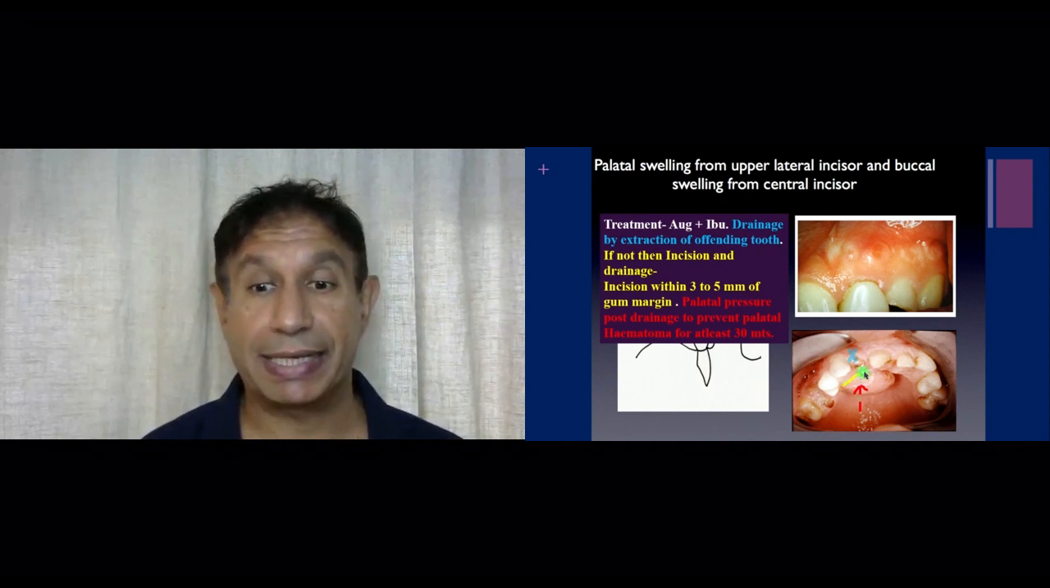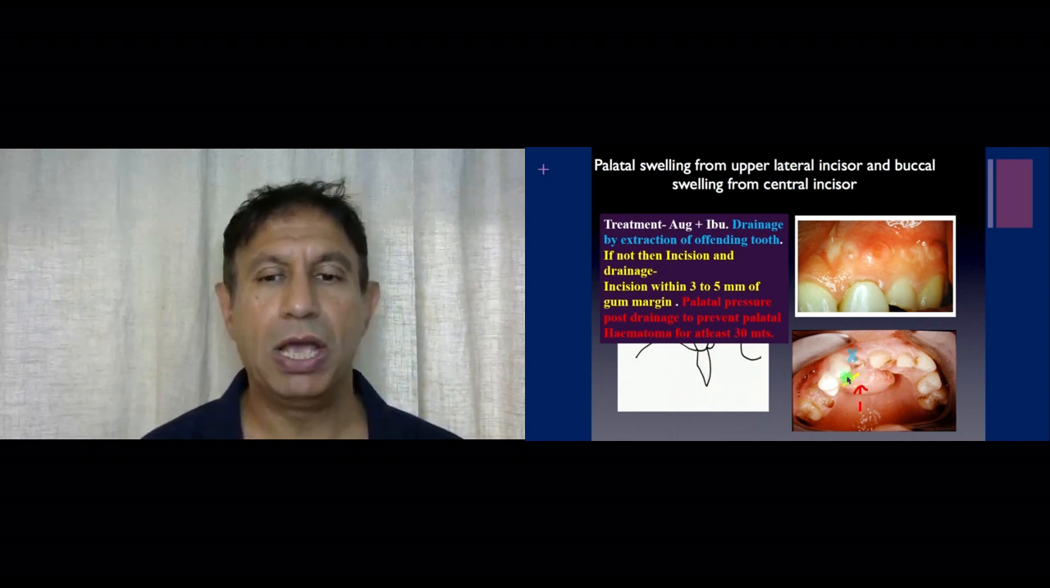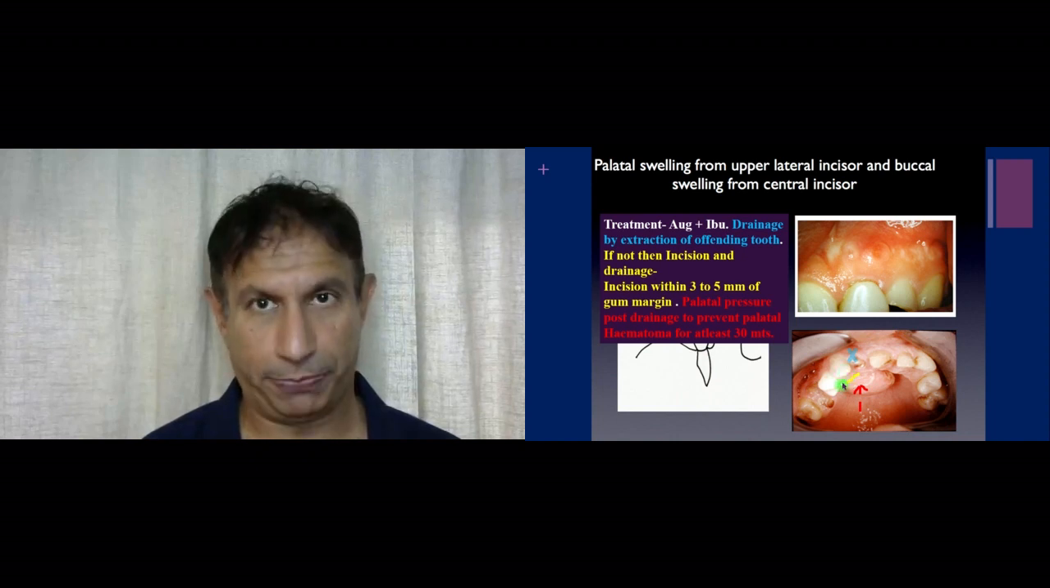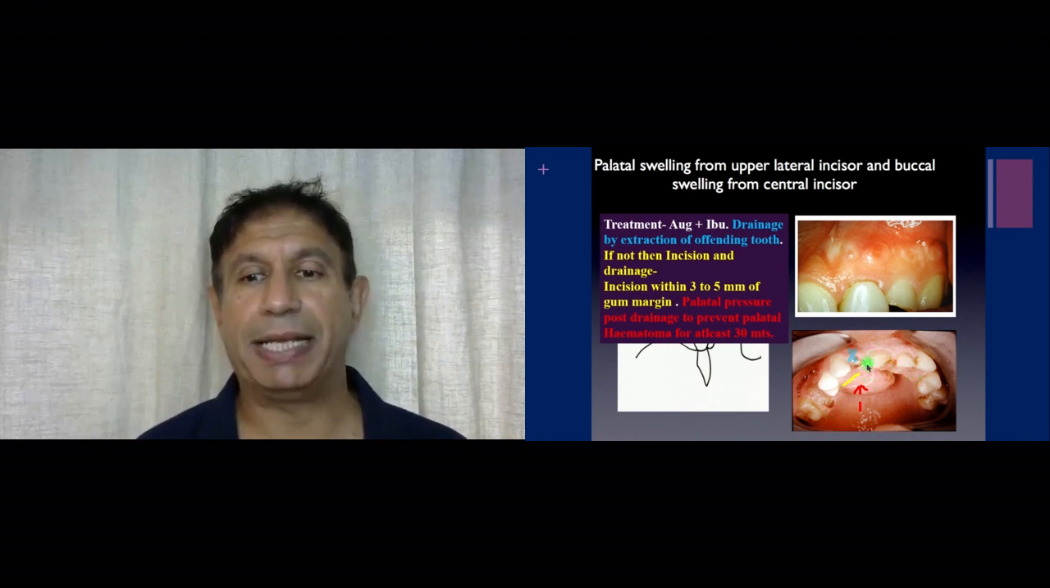If you want to incise and drain this palatal abscess, the incision is done on the tooth half of the swelling. So it is done within 3 to 5 millimeters of the tooth. So if there's an abscess here, you do it 3 to 5 millimeters from this tooth. If there's an abscess here, 3 to 5 millimeters from this tooth. It's done towards the tooth half of the swelling, except in the midline.